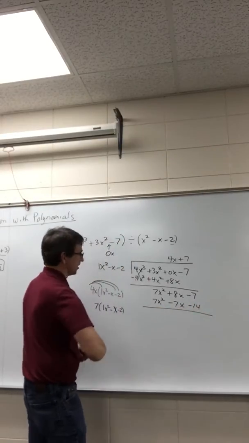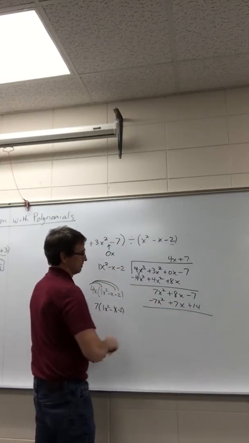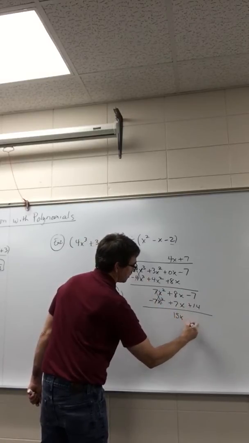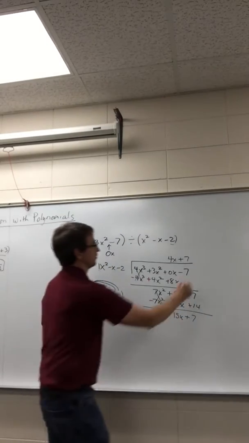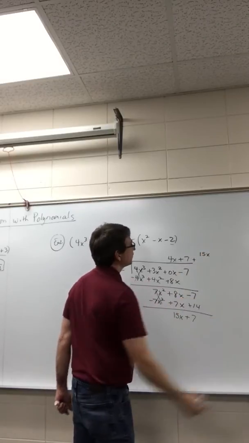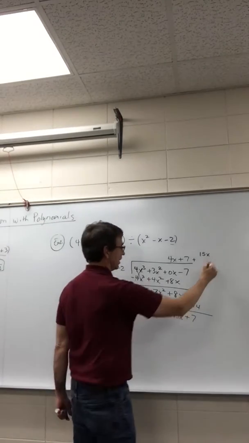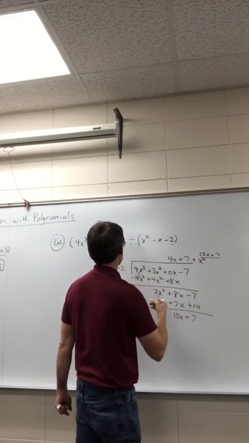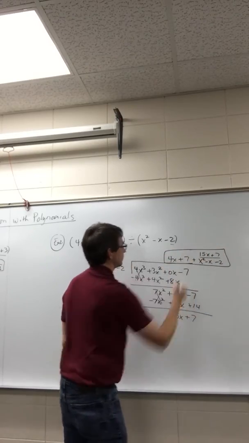I change all the signs because I'm subtracting, and then I add down. The first terms go away. I have 15x. I have plus 7 when I do -7 plus 14. And just like the first example, we're going to do plus our leftover term. And it's leftover because I have no more terms to bring down, so there's no other way I can divide. Plus 7 all over the term that they gave us to divide by, which is x squared minus x minus 2. And that's our answer doing long division.